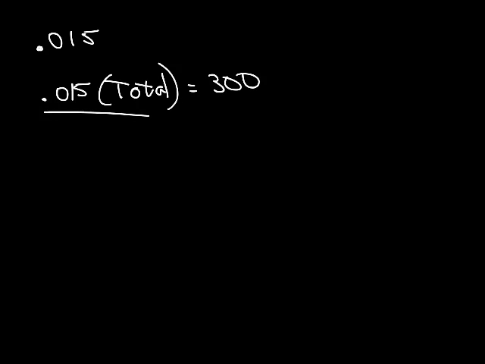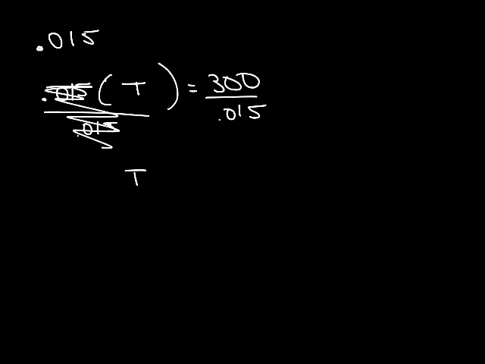So let's replace total with T for total, and just do our algebra. We're going to divide both sides by 0.015, like that. 300 divided by 0.015 gives us a total of 20,000 people. And out of that 20,000, 300 of them, or 0.015 of them, were fearless.